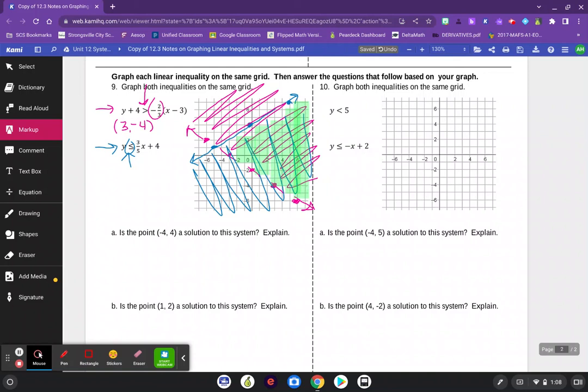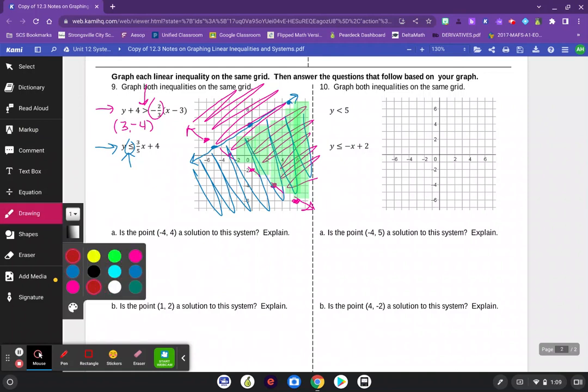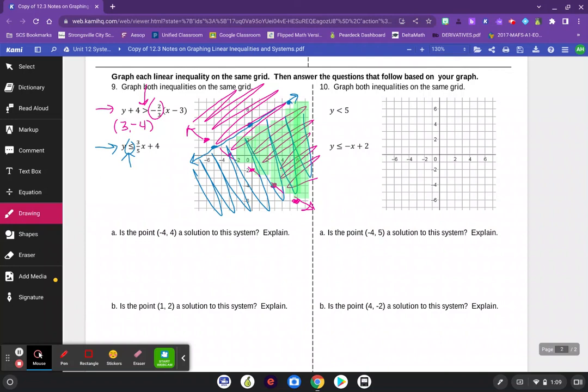And so it says, is the point (-4, 4) a solution? Well, let me graph (-4, 4). So (-4, 4) would be right here. That is only in the pink area, so I'm going to say no. And I'm going to say no because it is not in the, I'm going to call it the double shaded region. You can say no, it's not in the overlapping region or area, okay?